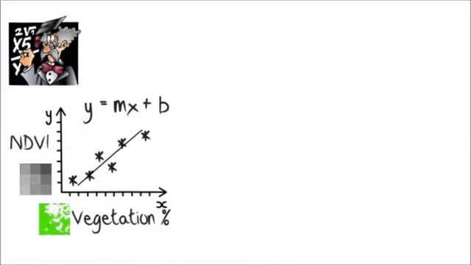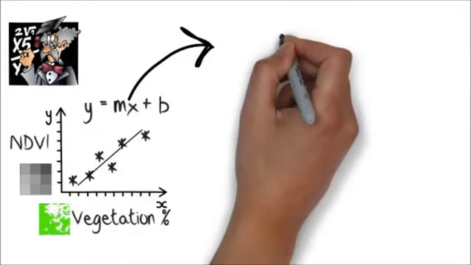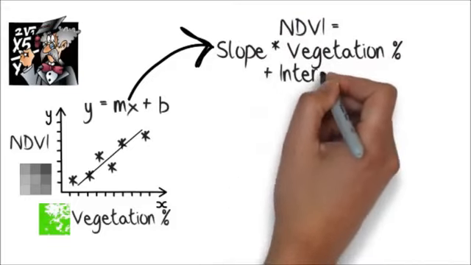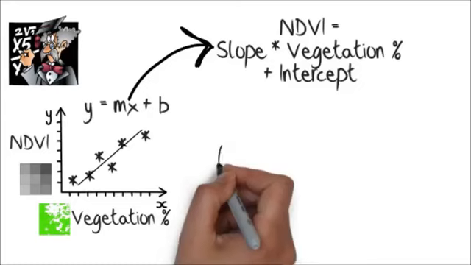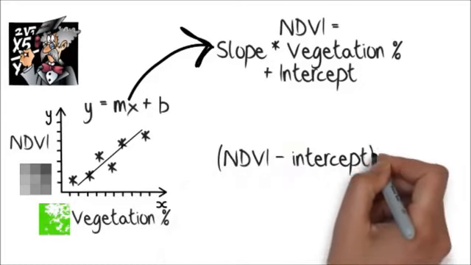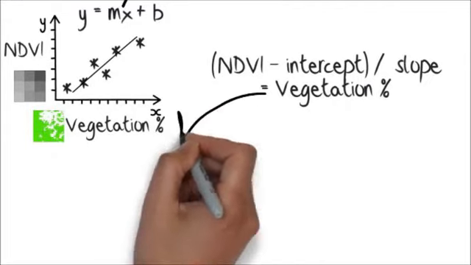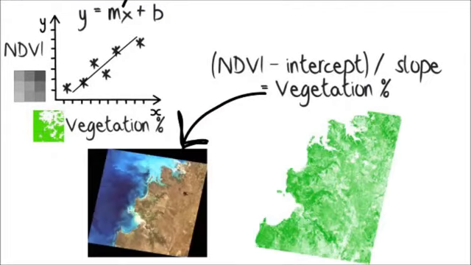We have y equals mx plus b, or to rearrange this, we can then determine the vegetation density at the site. We have now converted the NDVI to vegetation density across the whole area.